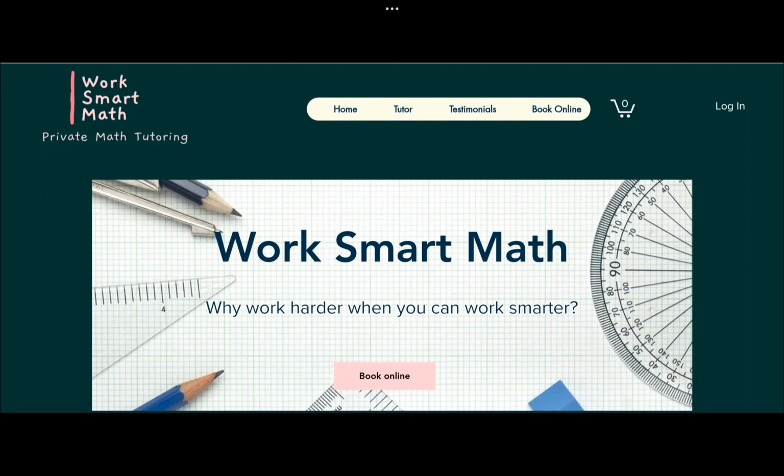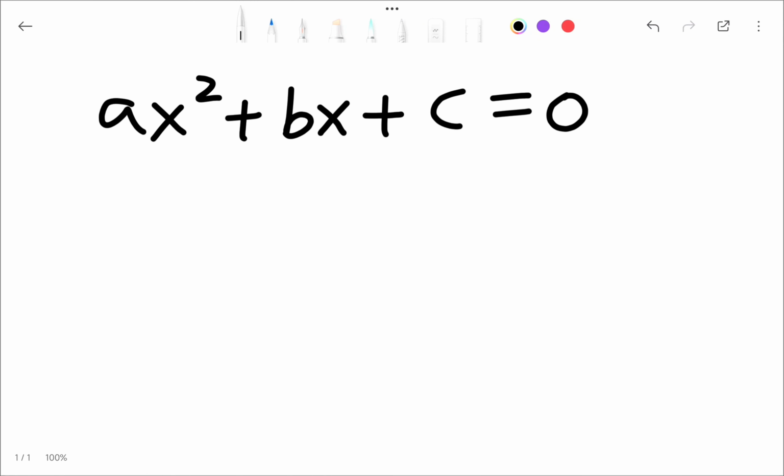There are various types of quadratic equations, but they can all be written in one generic form. This video will give you a summary of methods for different types of quadratic equations. This is the generic form of a quadratic equation, where a, b, and c are real numbers.